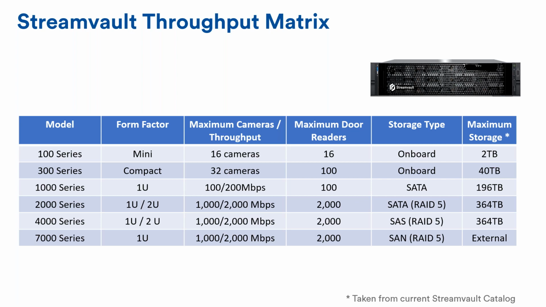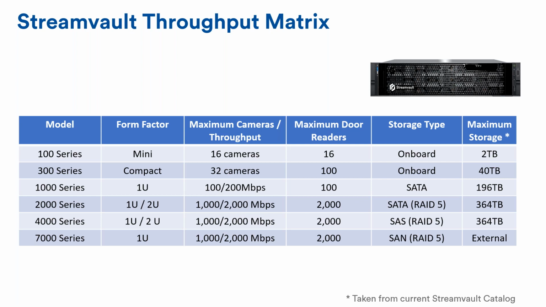Let's say, for example, you have an installed environment where you have multiple IP cameras. One of the reasons why you would choose a StreamVault 4000 series over a 1000 series would be if the bit rate of all the IP cameras put together from the installation environment would be up to 2000 megabits per second. As you can see, the max throughput of the 4000 series and the 2000 series is up to 2000 megabits per second. So if your IP cameras' total bit rate exceeded that, then obviously you would use a higher powered StreamVault server.